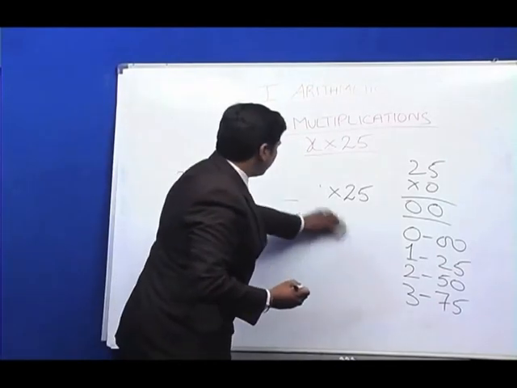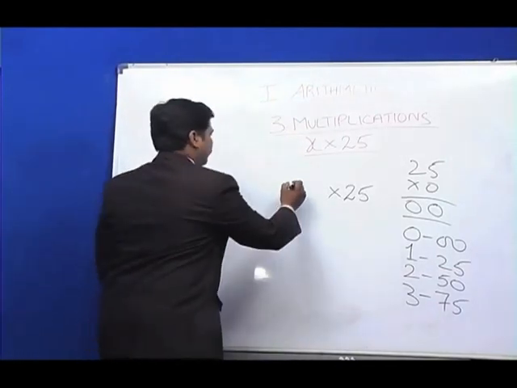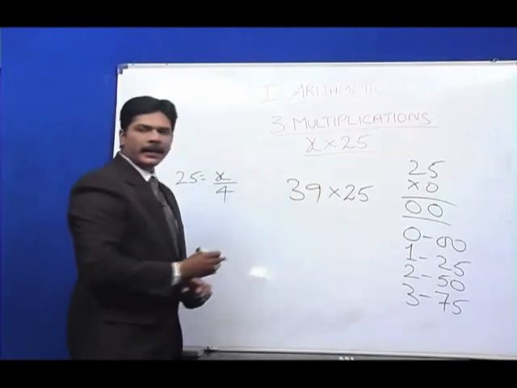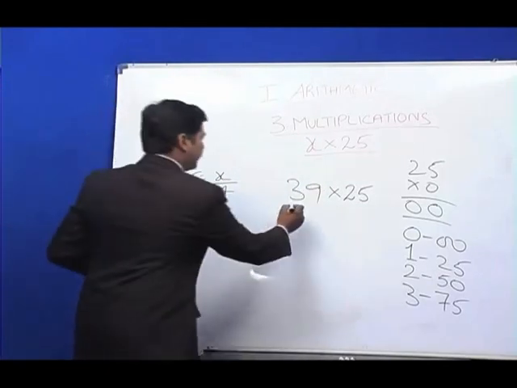Similarly, one more example, you get a number something like this. How much is 39 times 25? Now underline 39.